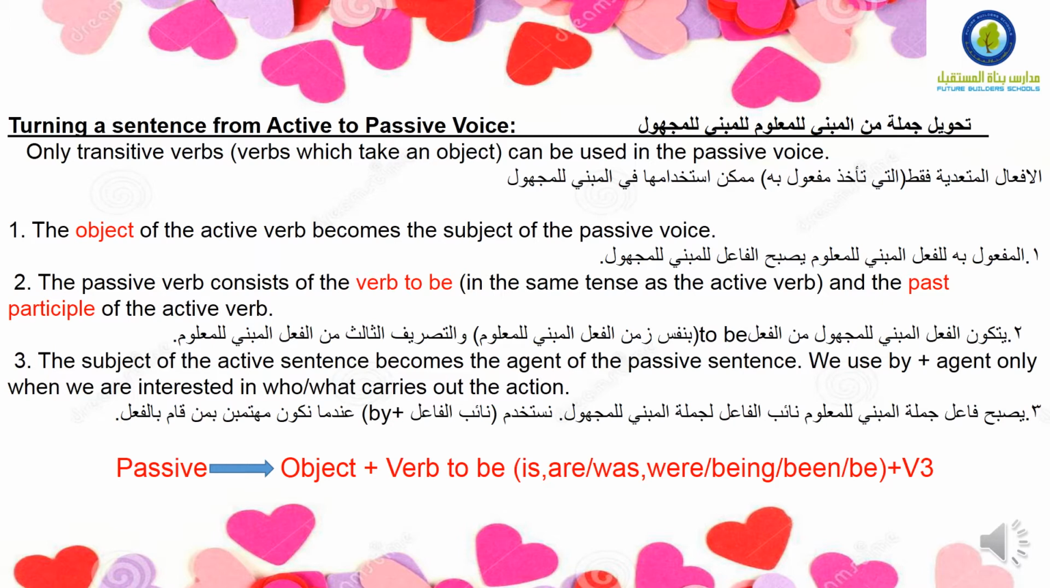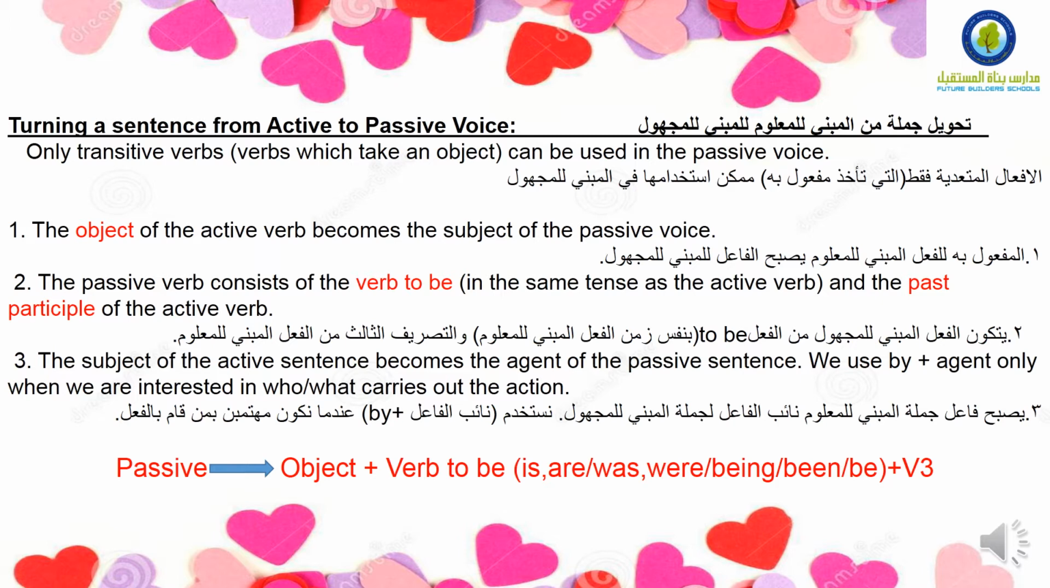Number 3, the subject of the active sentence becomes the agent. السبجكت اللي هو فاعل الجملة المبني للمعلوم حيصير تحت agent اللي هو نائب فاعل. We put it after by. So فاعل الجملة المبني للمعلوم يصبح نائب فاعل لجملة المبني للمجهول. Then we use by plus the agent.